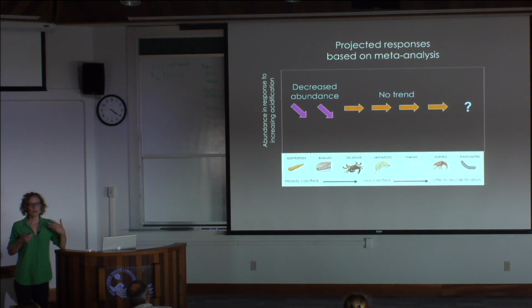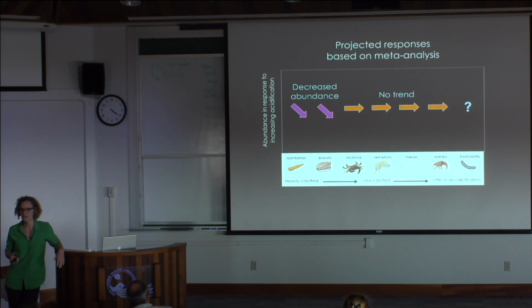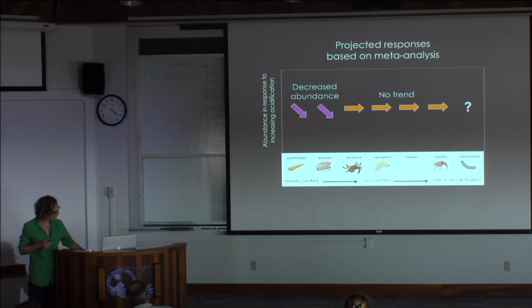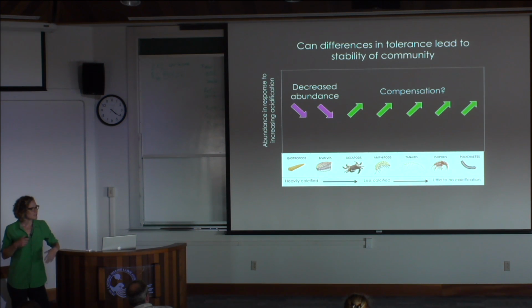So based on a null hypothesis, or what we're seeing in the meta-analysis of these laboratory studies, we can make some predictions that generally we think those really heavily calcified species will do worse in acidified environments, and then some of the crustaceans, those highly mobile ones, will do okay, or we won't see any trend with them. An alternate hypothesis is that if species interactions are important in this community, we might see compensation. So as the calcified species drop out of the system, some of these more tolerant species come in and take their place.